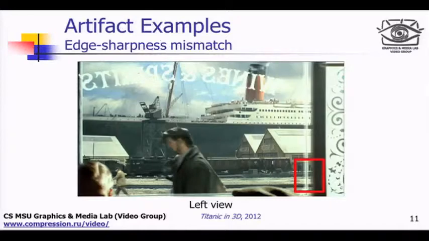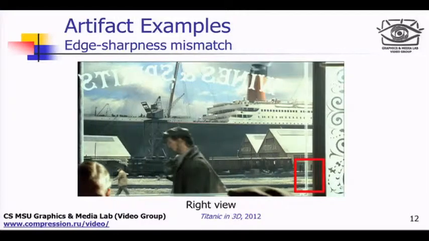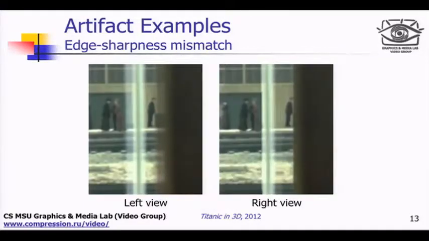Here is a sample from the Titanic 3D movie, and in this shot you can see this boundary, and it has a clearly visible difference in sharpness. So even for high budget movies, when they spend $100,000 per minute for converting, even in such movies they have such artifacts. You see a clearly visible difference in sharpness.